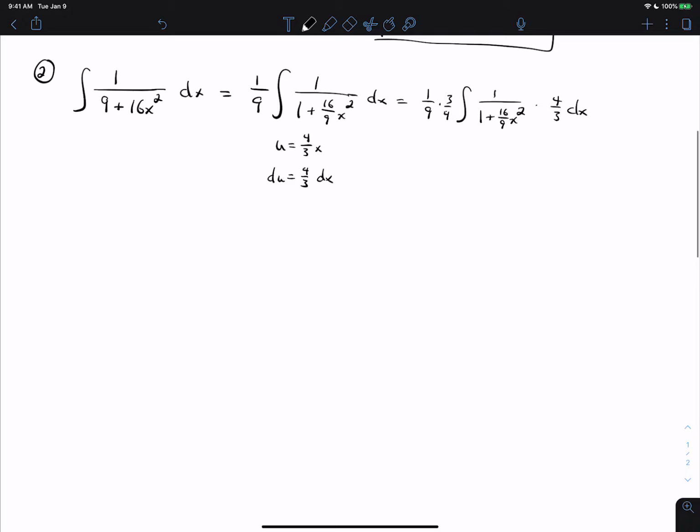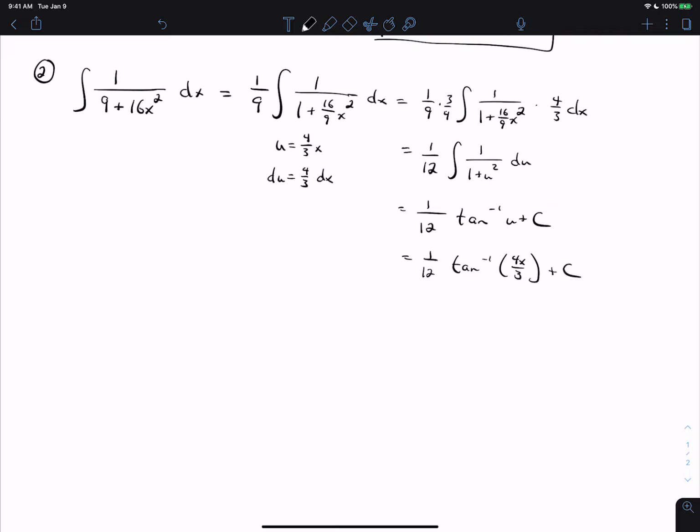That then gets me the 3 and the 9 canceling, so we get 1 over 12 outside. But now this is 1 over 1 plus u squared du, and now that's inverse tangent. So we get 1/12 inverse tangent of 4x over 3 plus c. And that's the answer on this problem.